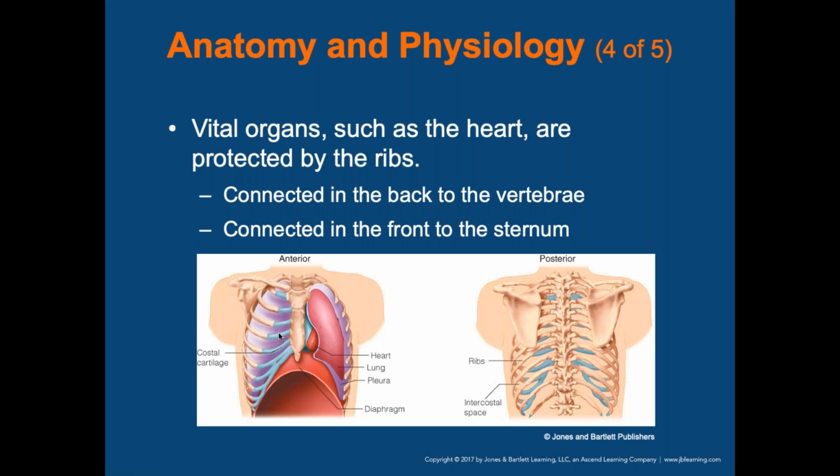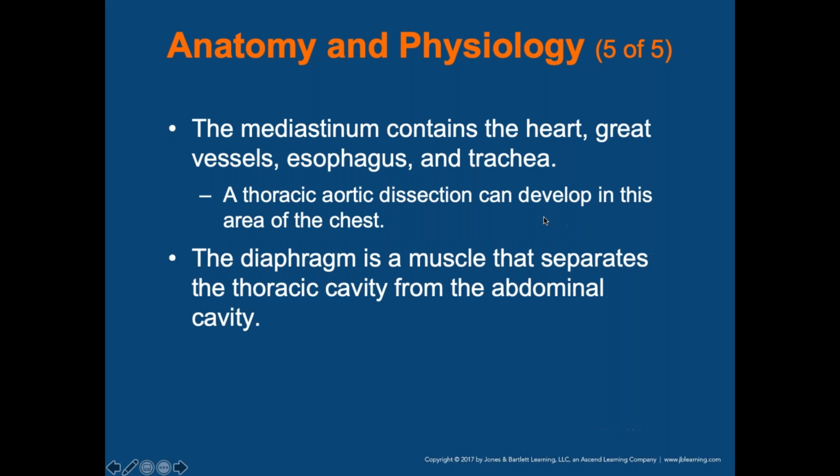So vital organs such as the heart are protected by the rib cage, protecting the thoracic cavity. These are connected into the back, into the vertebrae, and connected to the front, to the sternum. So it starts from the vertebrae out back, and they wrap around, making a cage into our costal cartilages that connect to the sternum itself, protecting a very strong cage around our vital organs.